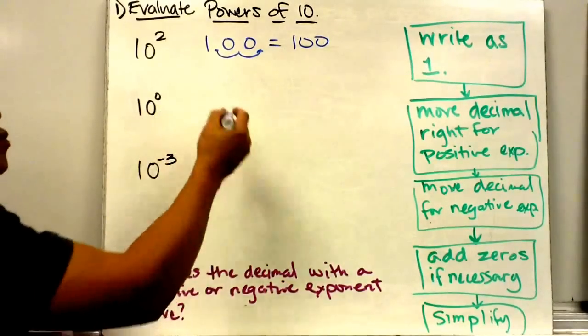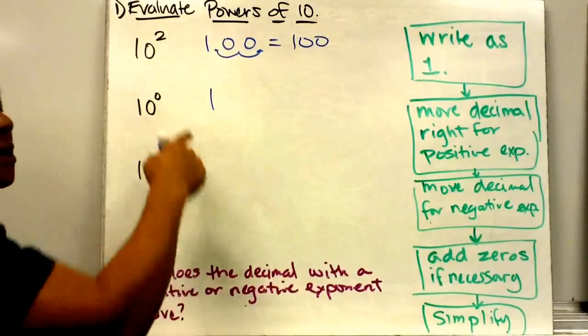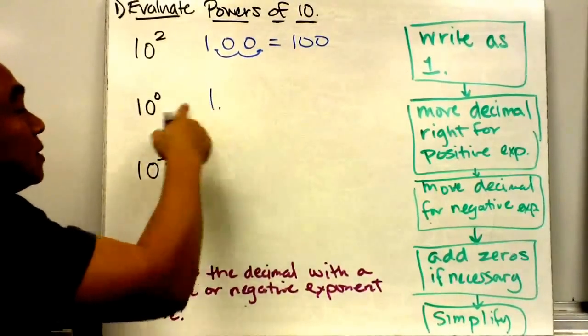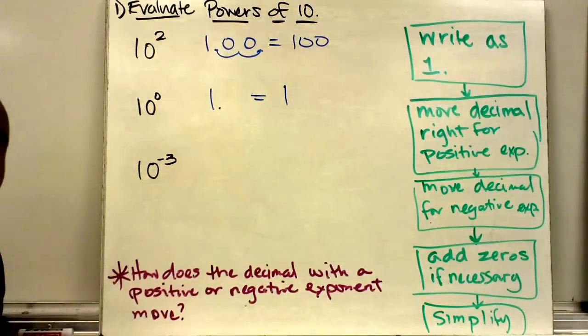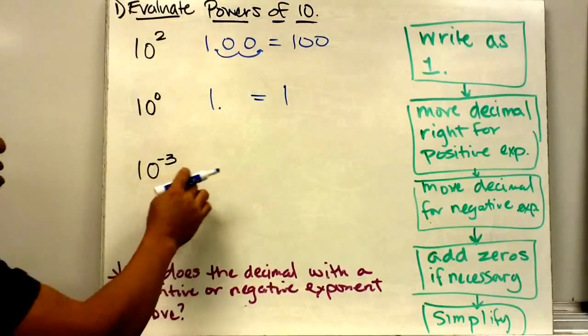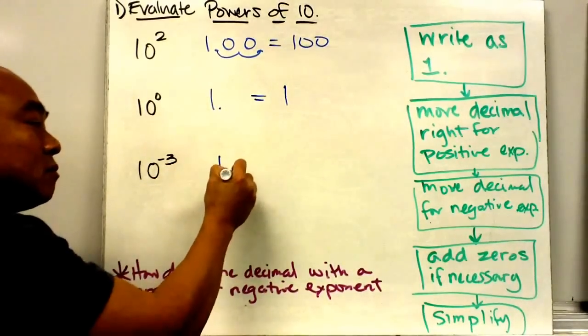Here, we're going to write it as 1. That 0 is going to tell us how many places to move. Since it's 0, we're not going to move it any. So the answer is 1. Pretty simple? Alright. So now here, we're going to write it as 1 again.